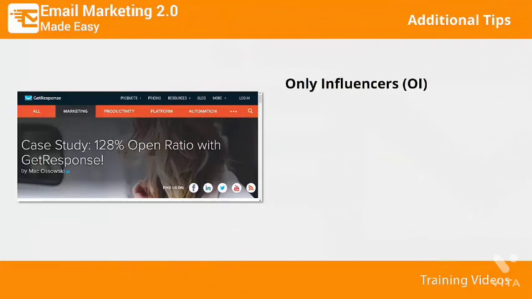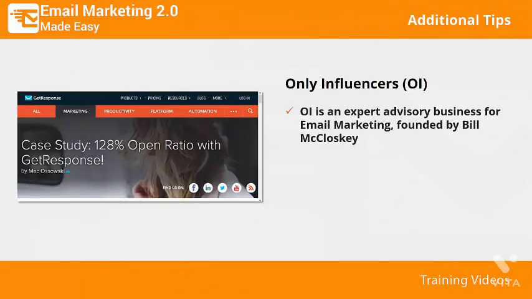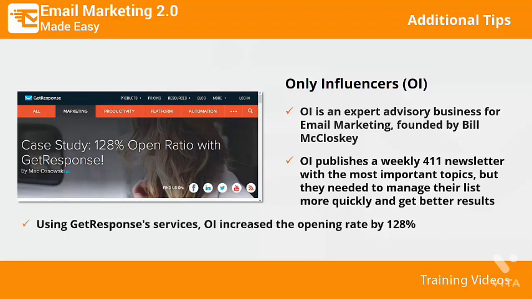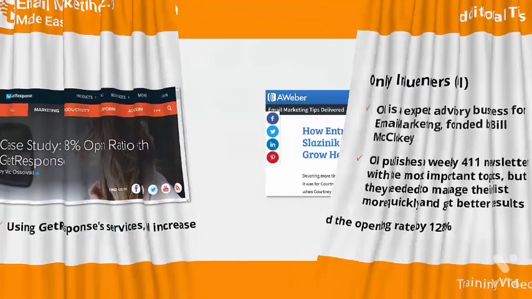Only Influencers, OI. OI is an expert advisory business for email marketing, founded by Bill McCloskey. OI publishes a weekly 411 newsletter with the most important topics, but they needed to manage their list more quickly and get better results. Using GetResponse's services, OI increased the opening rate by 128%.